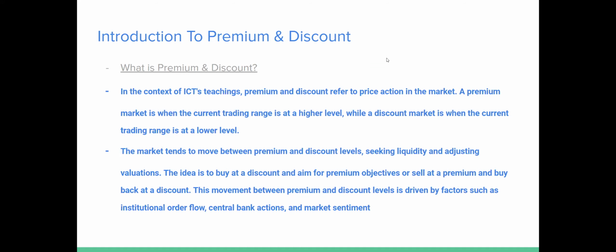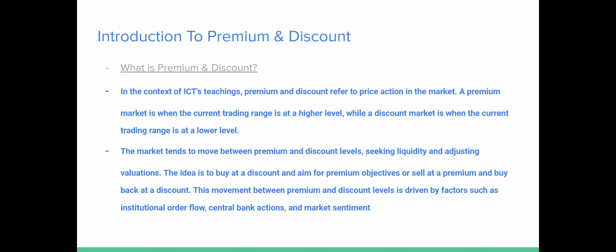So, introduction to premium and discount. What is premium and discount? In the context of ICT's teachings, premium and discount refer to price action in the market. A premium market is when the current trading range is at a higher level, while a discount market is when the current trading range is at a lower level. The market tends to move between premium and discount levels, seeking liquidity and adjusting valuations.